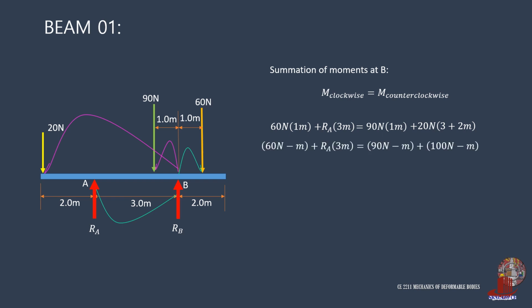Simplify each term again, and get 60 newton meters plus 3 R sub A equated with 90 newton meters plus 100 newton meters. Transpose all constants to one side to have 3 R sub A as equal to 190 minus 60 newton meters. Then divide each side by 3 meters to get the reaction at A as 43.33 newtons.